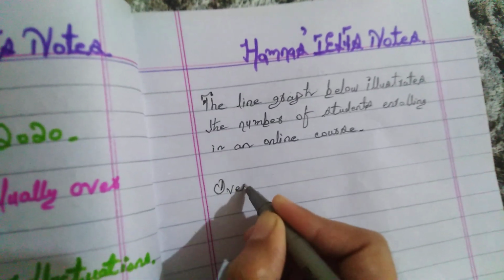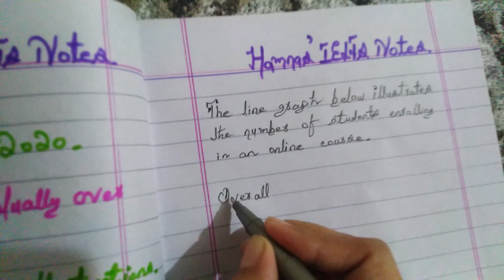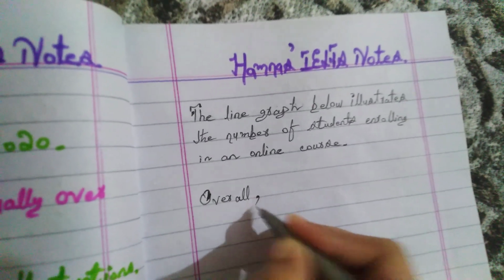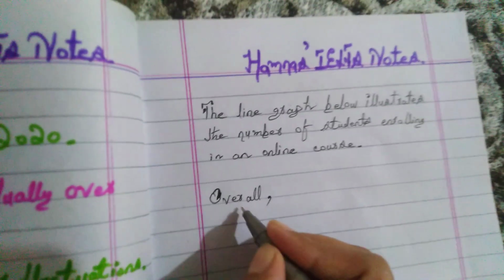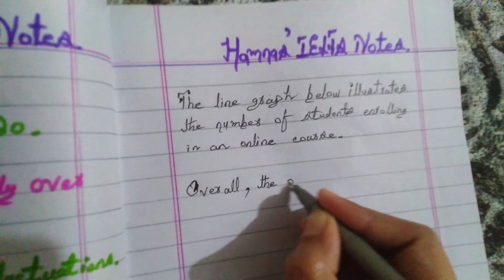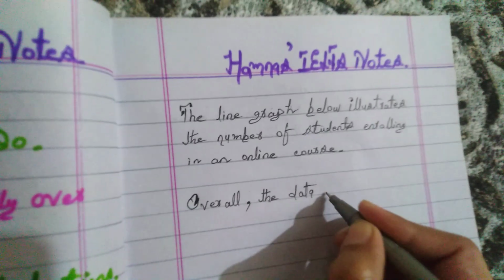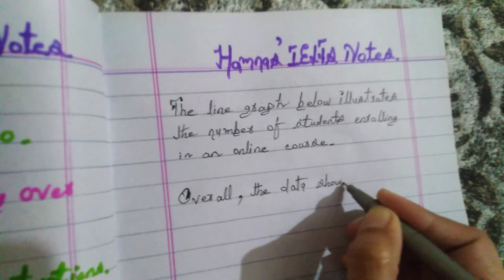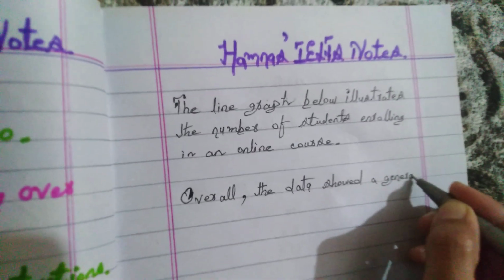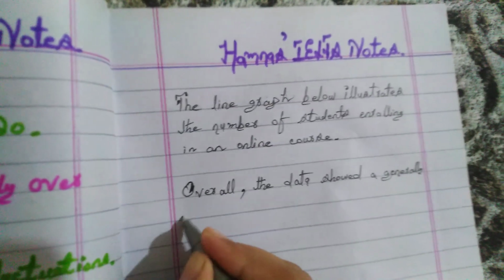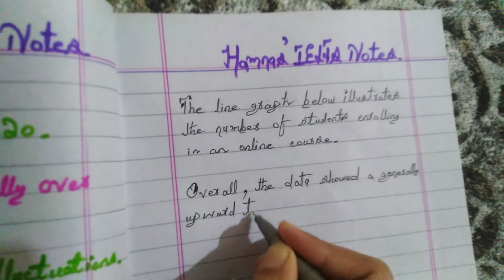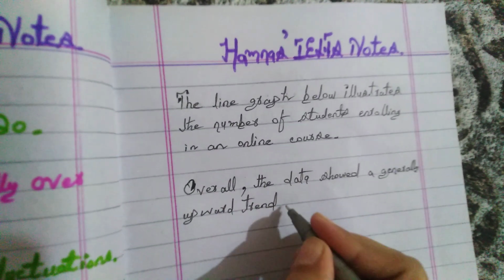Overall, the easiest way to start your second paragraph is to begin it with this word, overall. Overall, the data showed a generally upward trend. A generally upward trend.